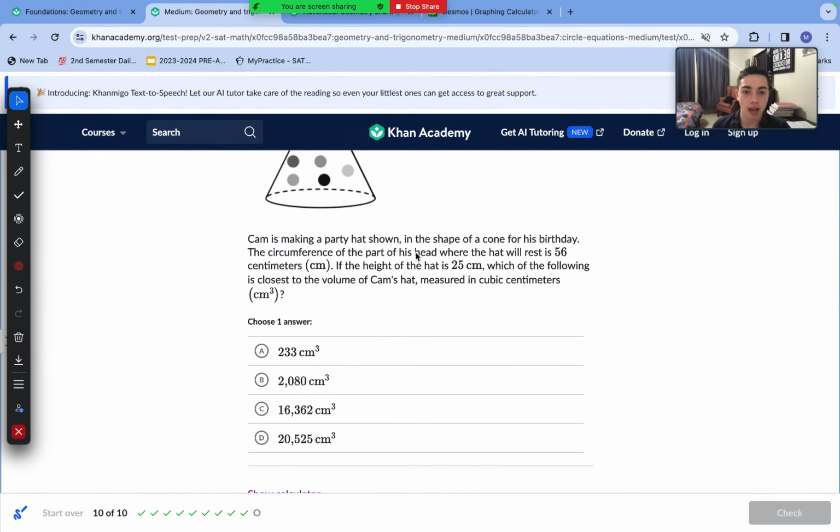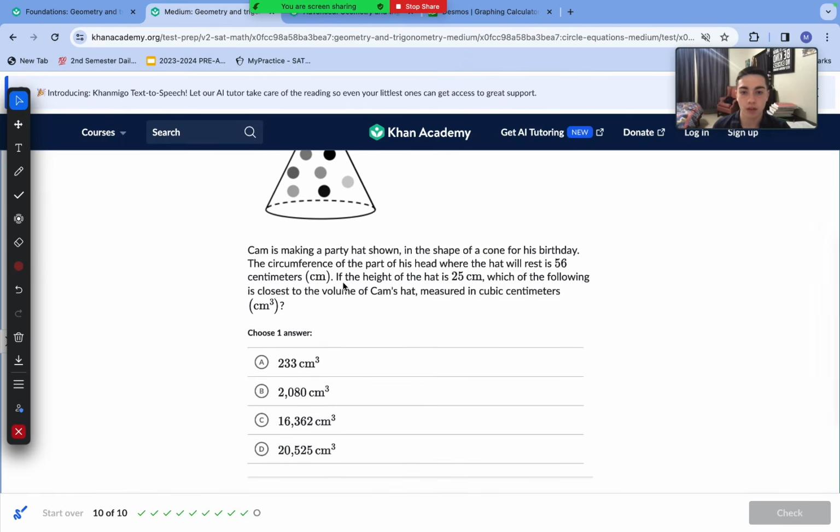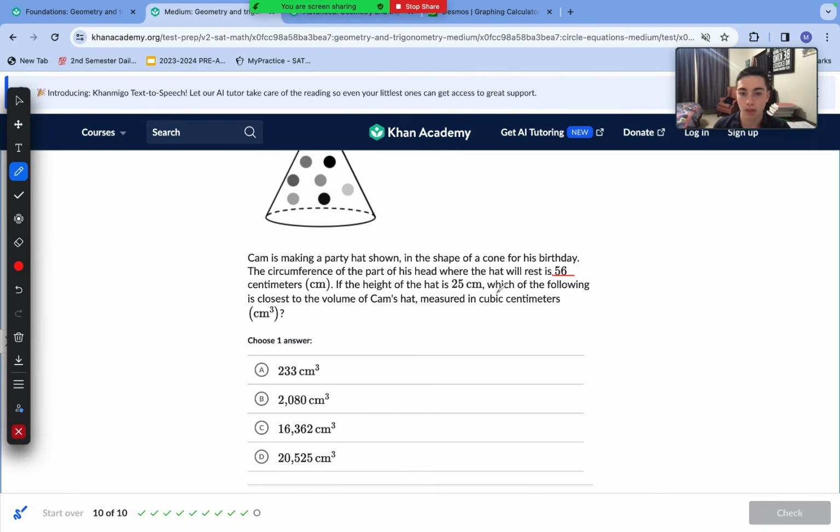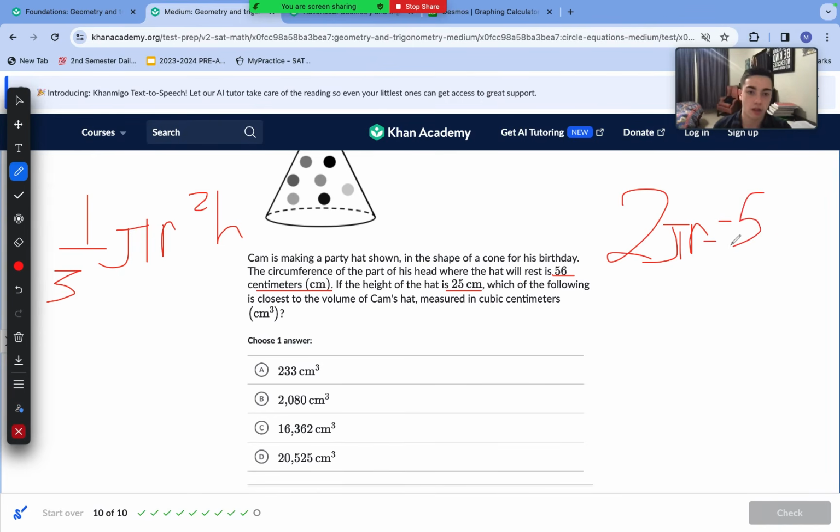Last question for this medium difficulty level. Cam is making a party hat in the shape of a cone for his birthday. The circumference is 56 centimeters. The height of the hat is 25. What is the closest to the volume of the hat? So real quick, the volume of a cone is represented by the equation 1/3 pi r squared h. The circumference of a circle formula is 2 pi r. So this is equal to 56, and h is equal to 25.